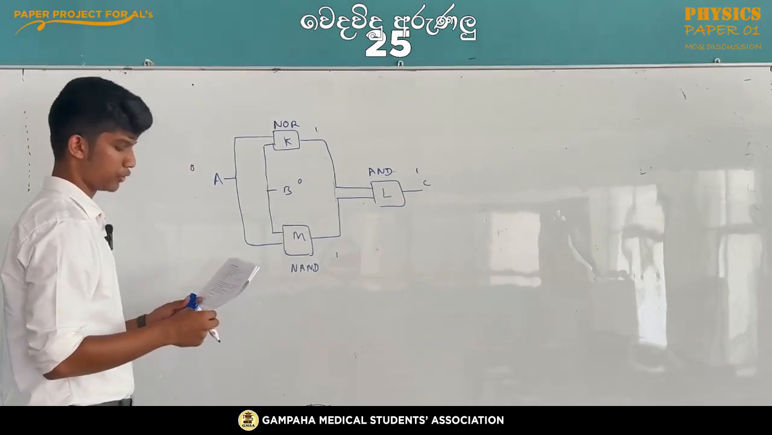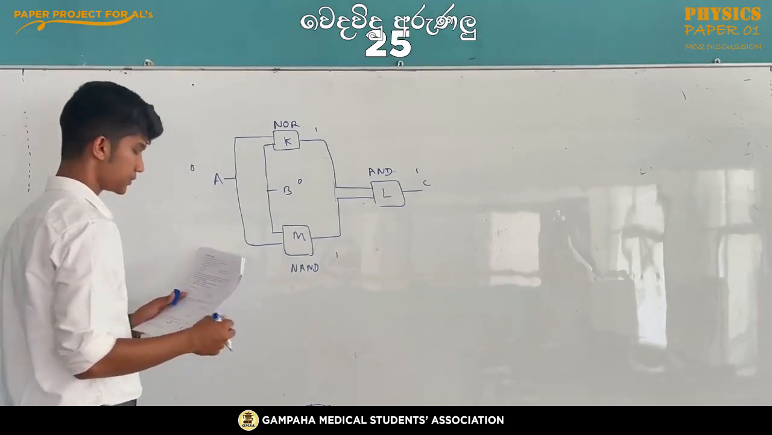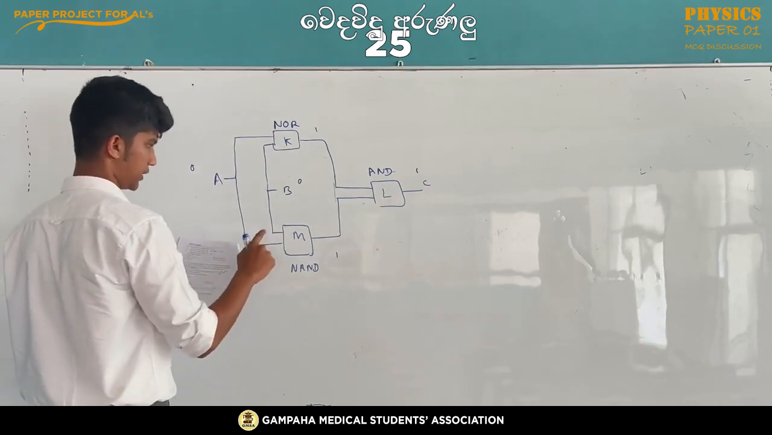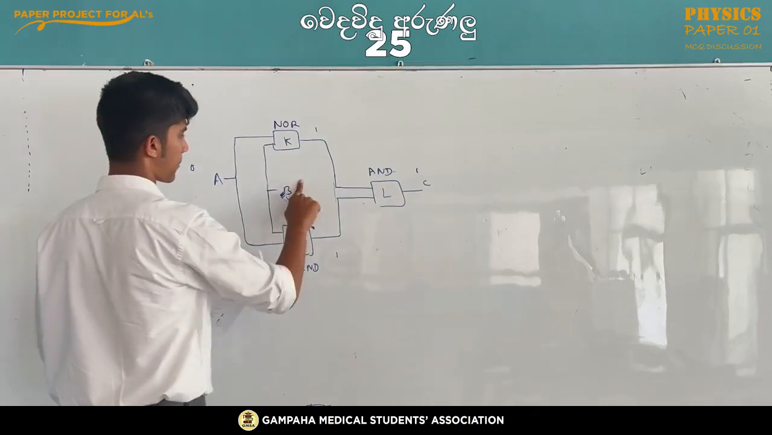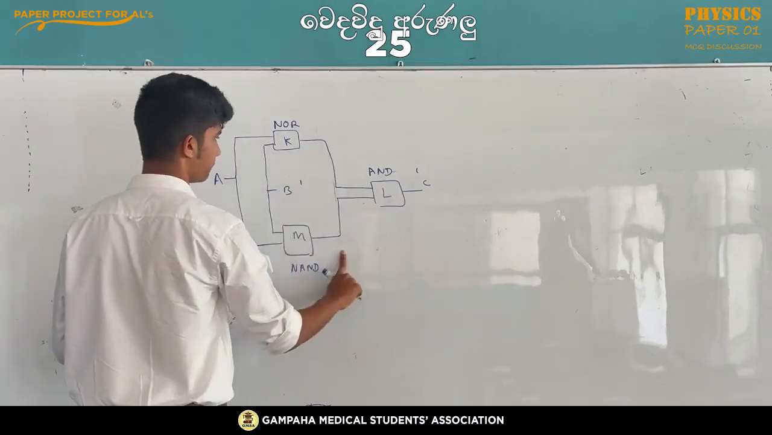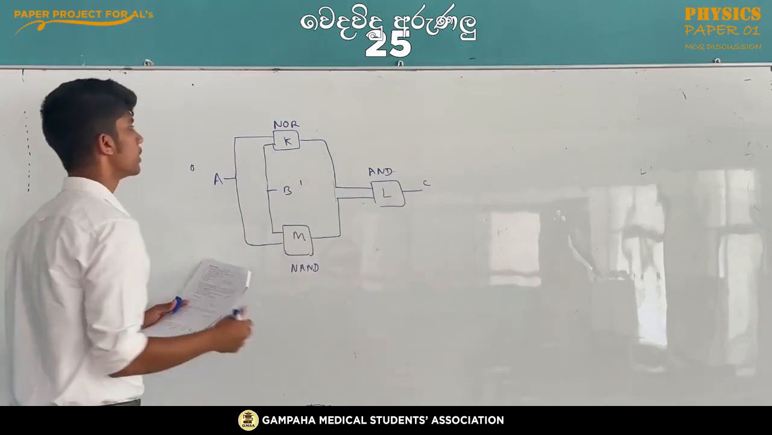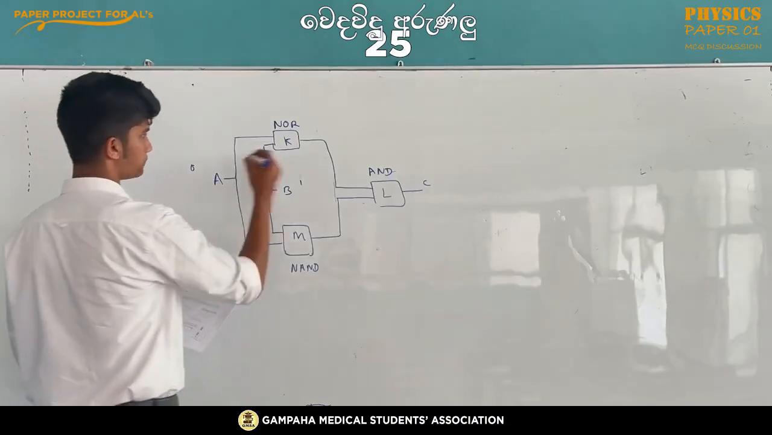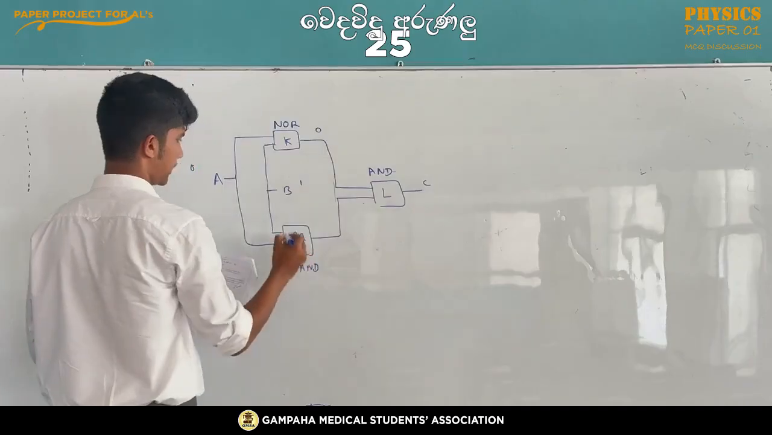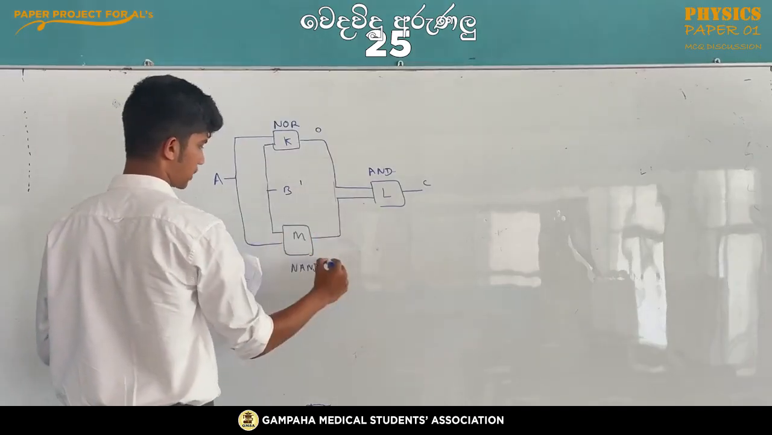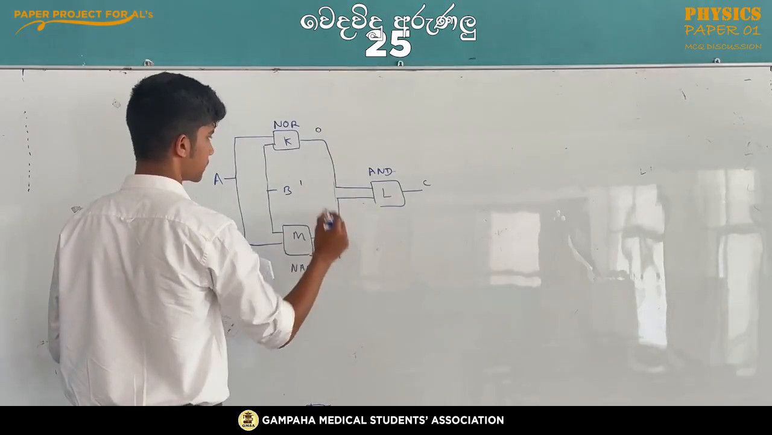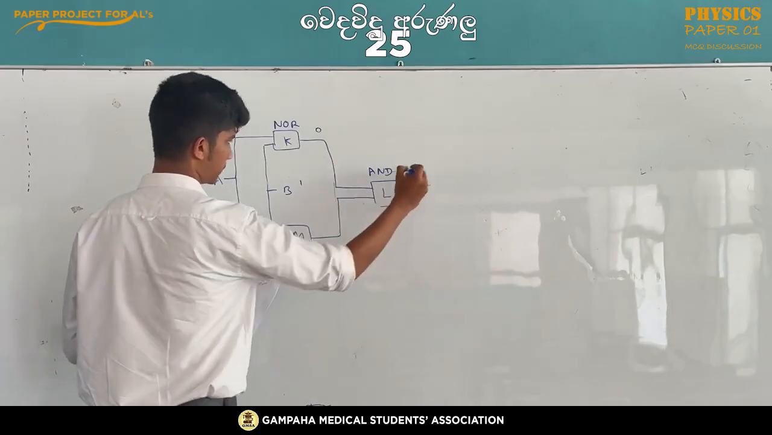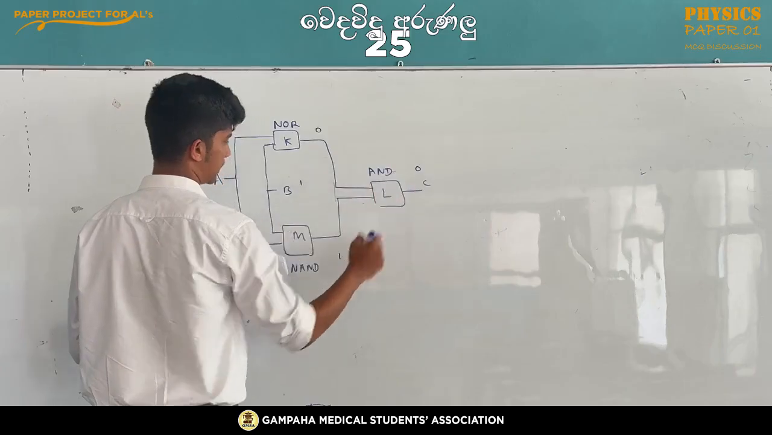Then moving on to the second row, the input at B is 1. Then the output at K would be 0. And the output at M would be once again 1, and then the output at L would be 0, since there is an AND gate at L.